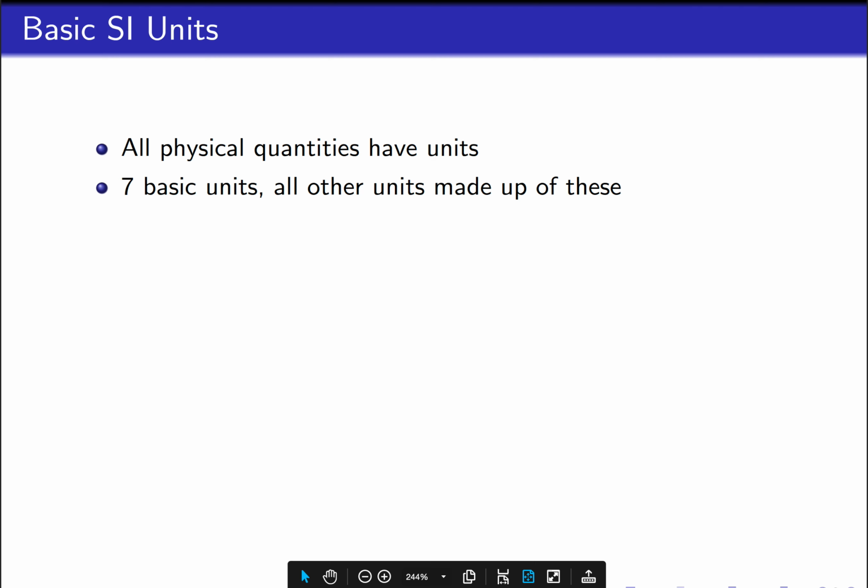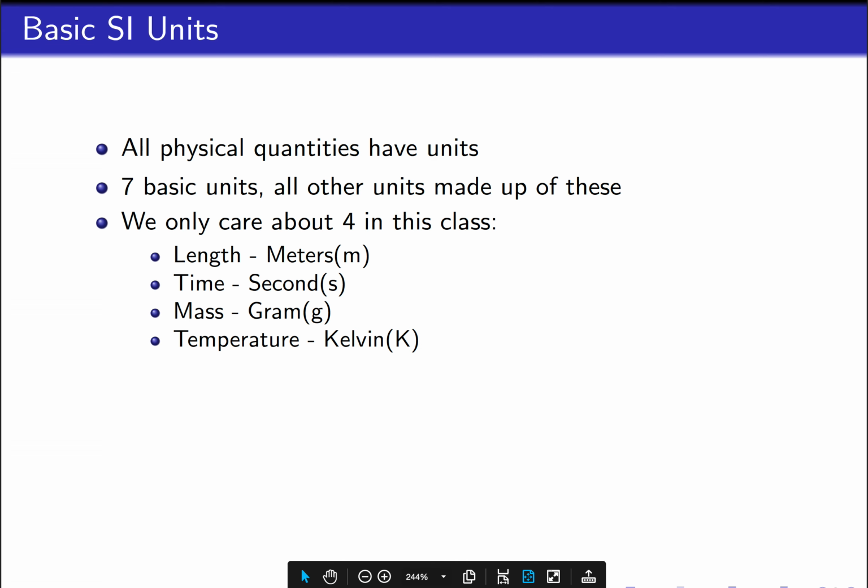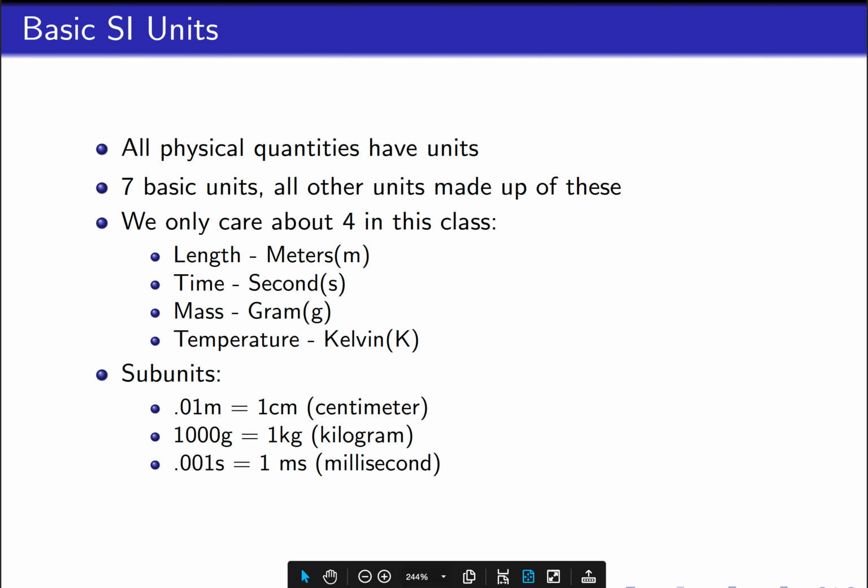There are 7 basic units, and all other units can be made up of those 7 in some algebraic way. In this class, we will only be using the 4 most common of those basic building block units. They are first length with units of meters, time with units of seconds, mass with units of grams, and temperature with units of kelvins.